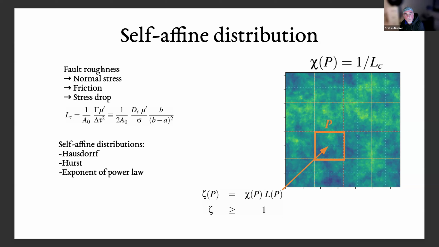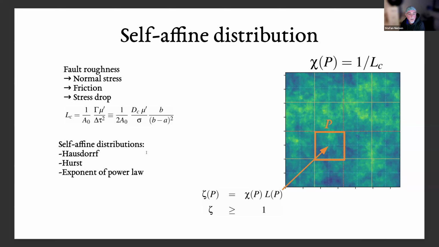So we know that faults are rough, and that their roughness can be described as a self-affine distribution. Such distribution with surfaces in elastic contact will reflect into the normal stress, and the normal stress will reflect onto the friction through Coulomb's law, and the friction will reflect onto the stress drop. So the idea is, if the fault roughness is self-affine, I'm going to assume that my stress drop is also a self-affine distribution.